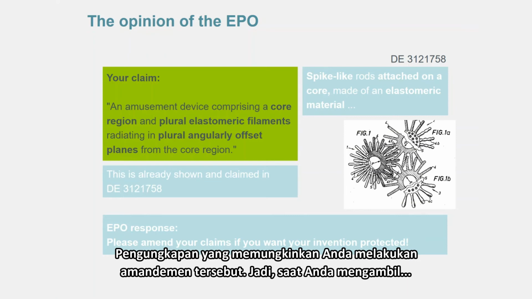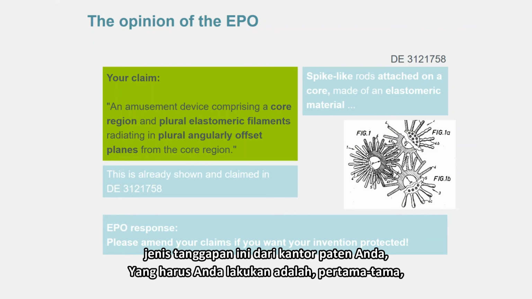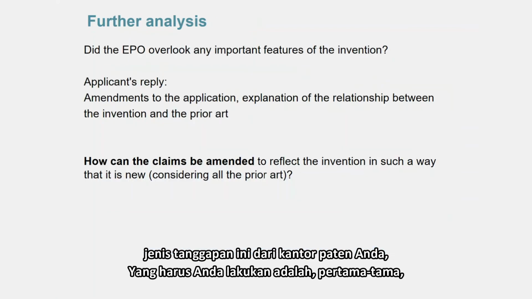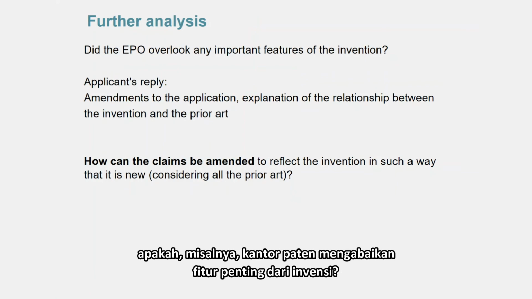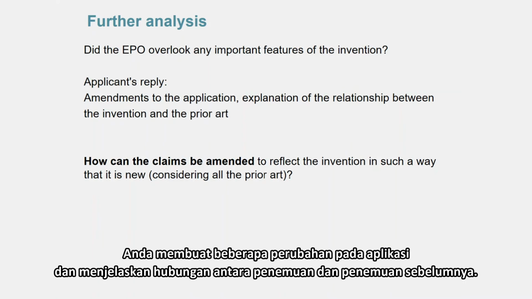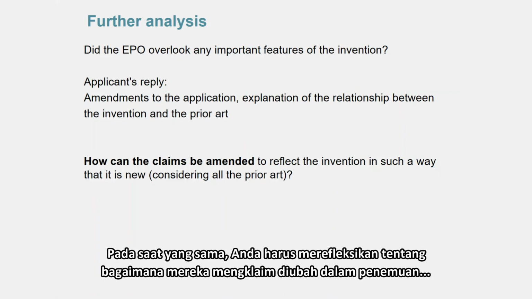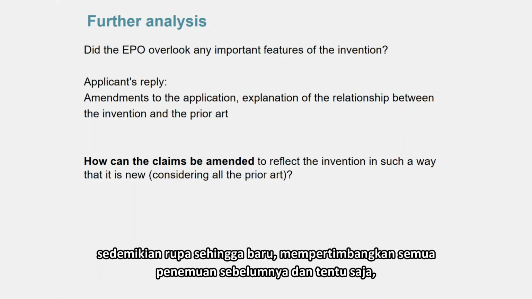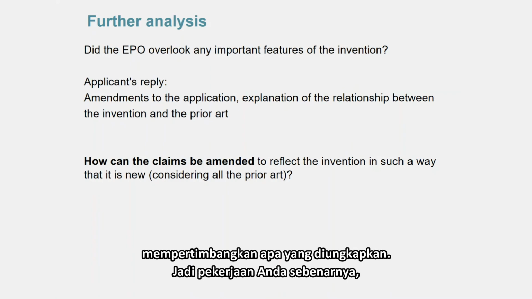So when you take these types of responses from your patent office, what you have to do is, first of all, check whether, for example, the patent office overlooked any important features of the invention. Okay, then you have to reply. For example, you have the possibility of applicant reply. You make some amendments to the application, and you explain the relationship between the invention and the prior art. At the same time, you have to reflect on how the claims can be amended in such a way that the invention is new, considering all the prior art, and of course considering what is disclosed.